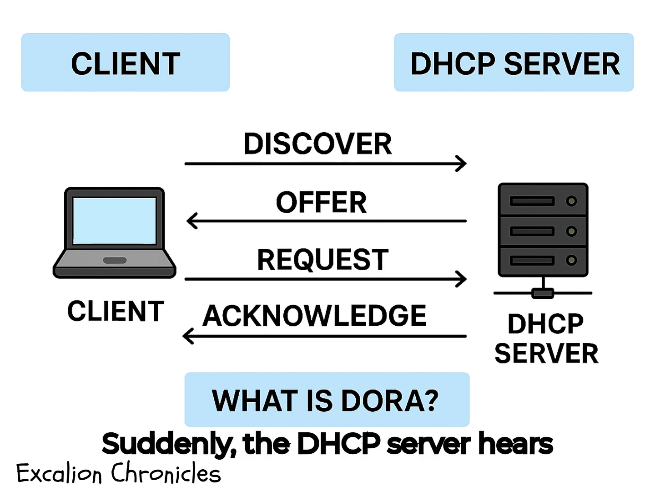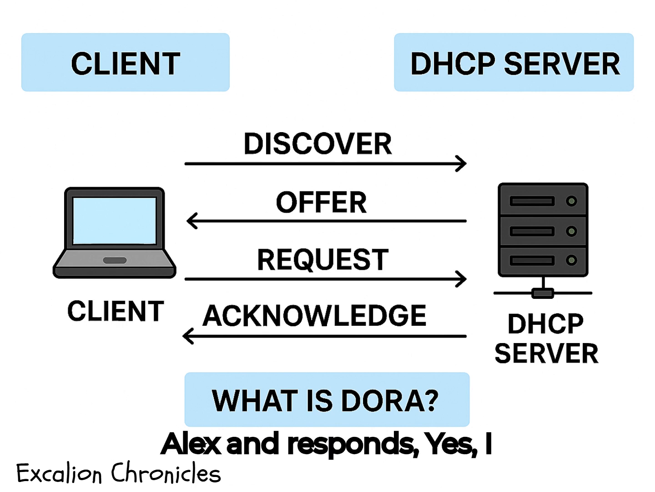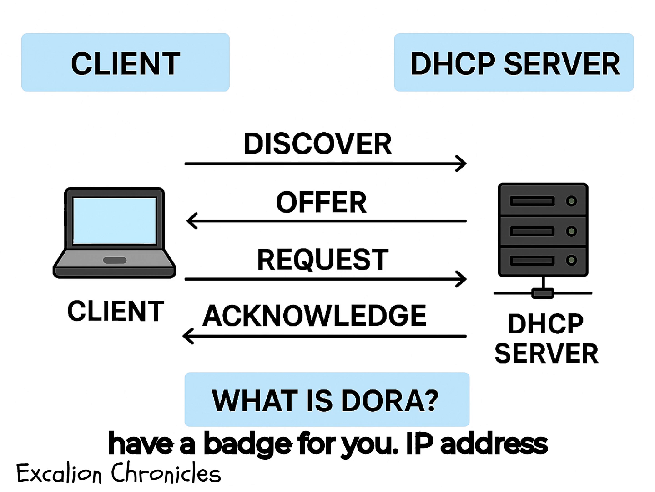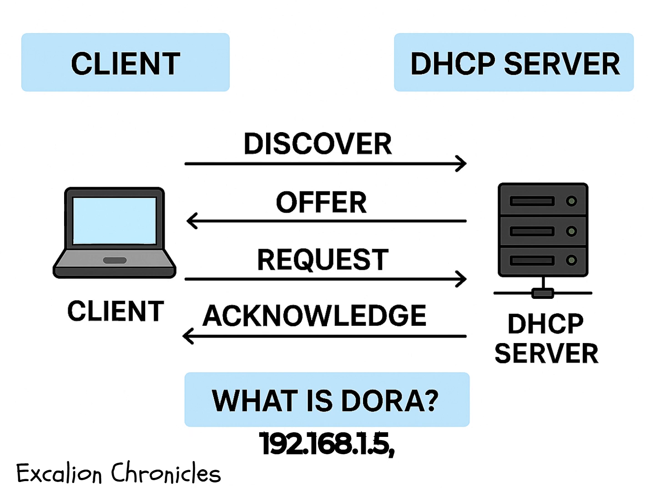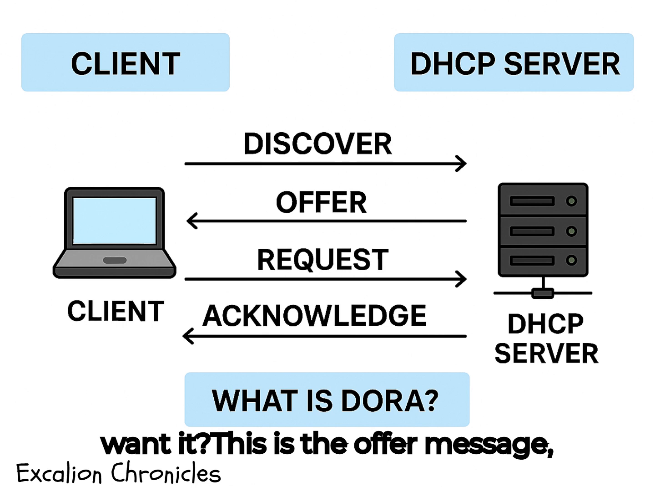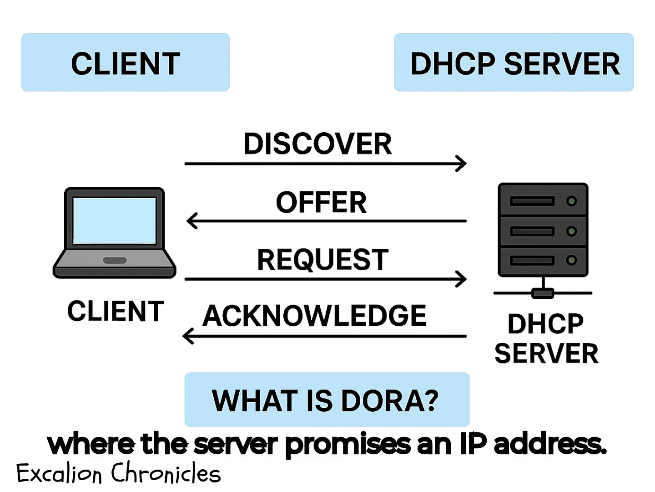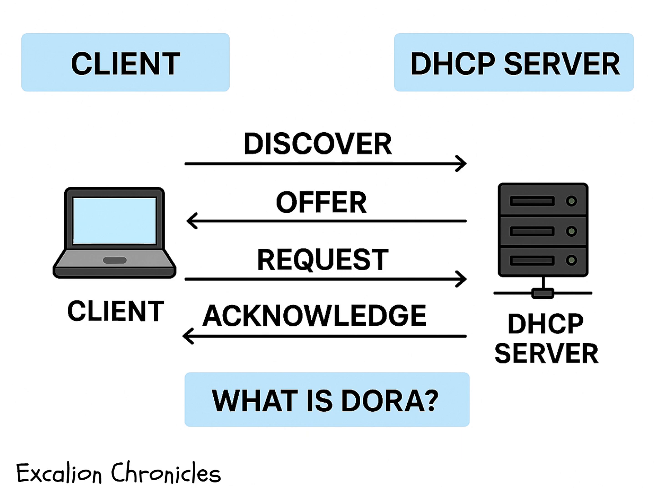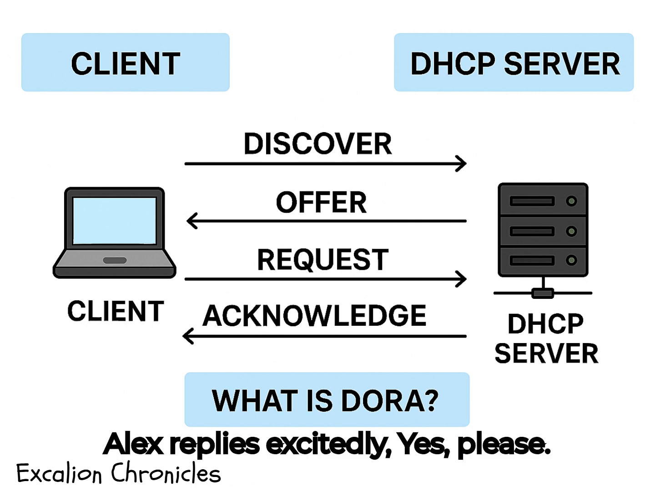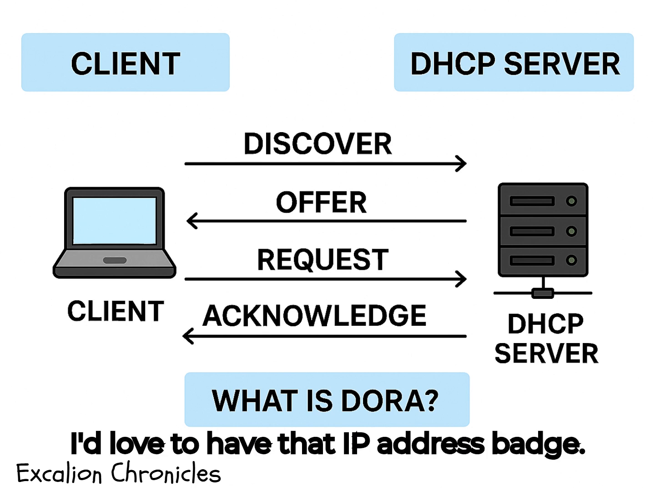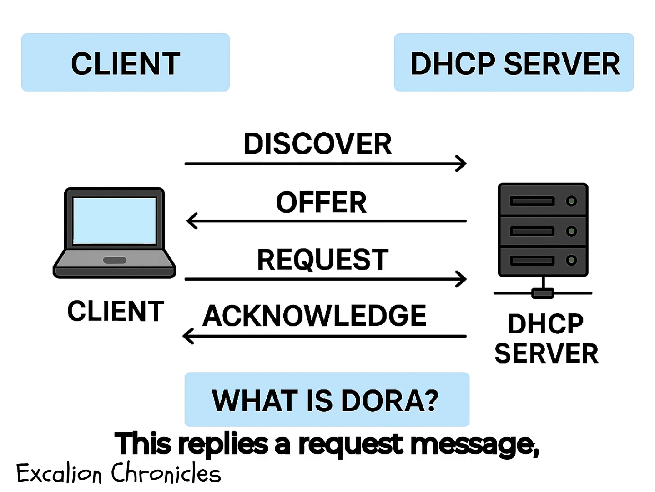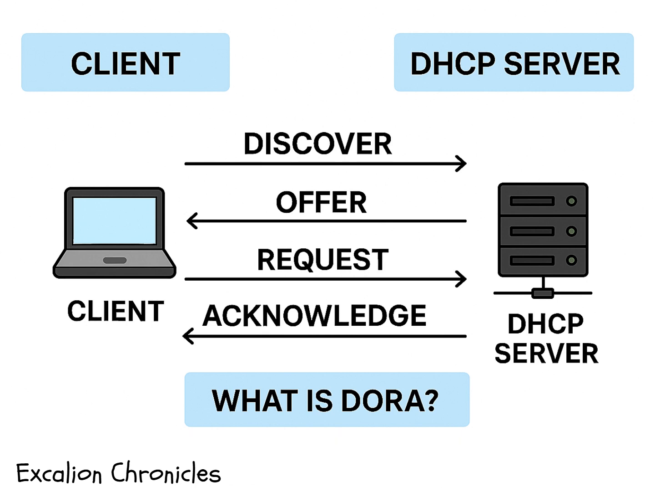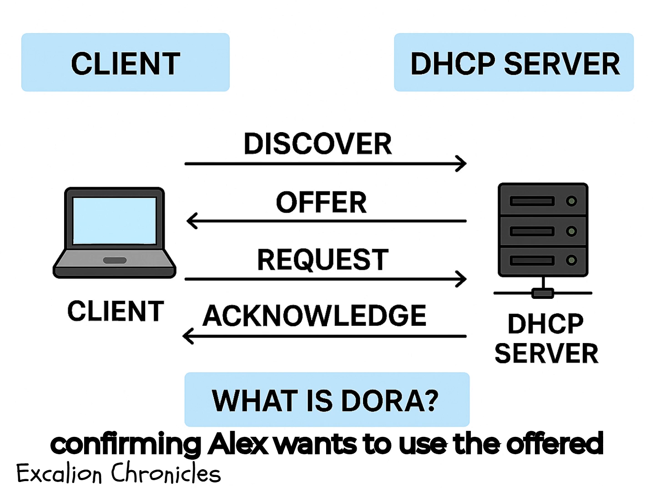Suddenly, the DHCP server hears Alex and responds, "Yes, I have a badge for you. IP address 192.168.1.5. Want it?" This is the offer message, where the server promises an IP address. Alex replies excitedly, "Yes, please. I'd love to have that IP address badge." This reply is a request message, confirming Alex wants to use the offered IP.